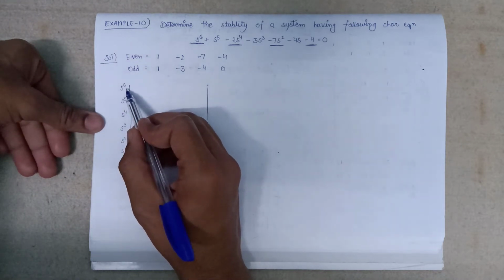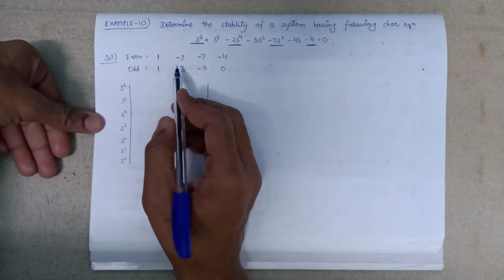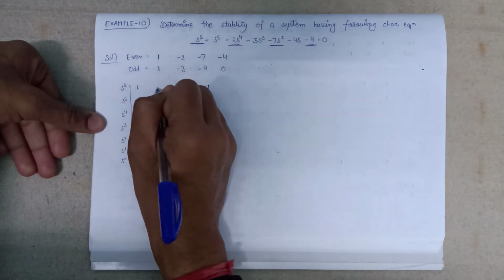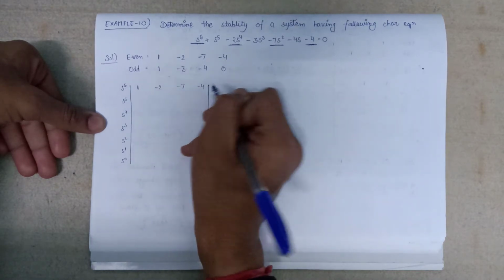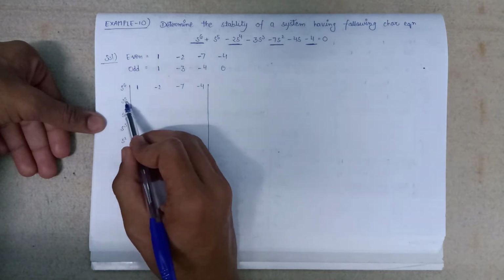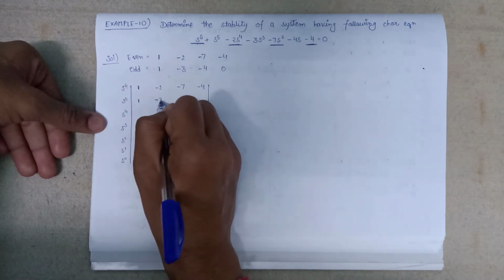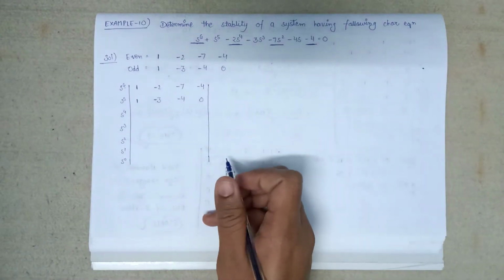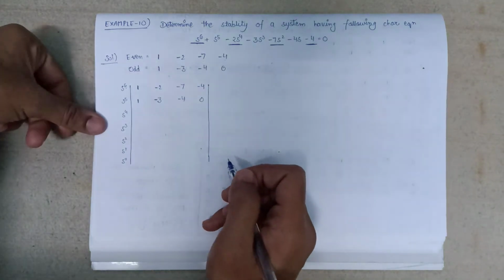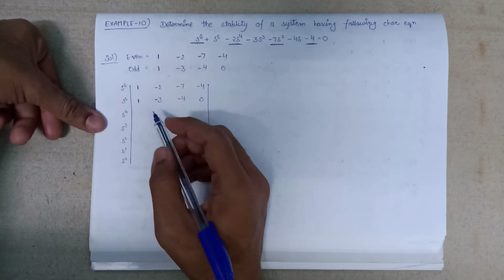Here the highest power of s is even, that is 6, so we write the even coefficients first in the Routh array: 1, -2, -7 and -4. Now for s to the power 5, which is an odd power, we write the odd coefficients: 1, -3, -4 and 0. After that, we will fill all the elements of the Routh array by the cross multiplication method.